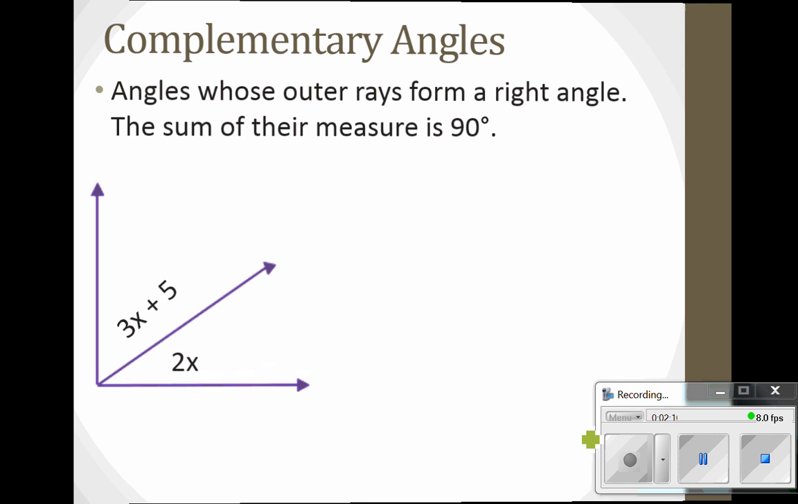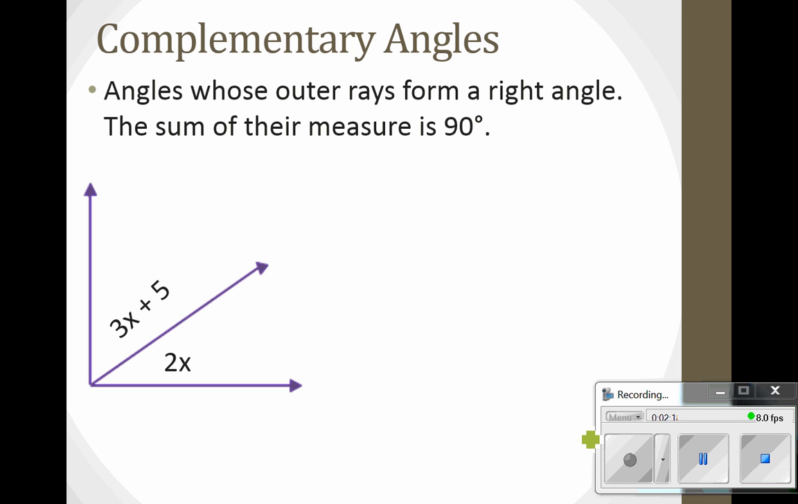Because intersecting lines create different kinds of angles in their relationships, the next kind of angles we're going to look at are complementary angles. Hopefully this is a review for you. They're angles whose outer rays form a right angle. The sum, which means if you add them together, the measure would be 90 degrees. So we have an image here. You can put a box there because this is a 90 degrees image.